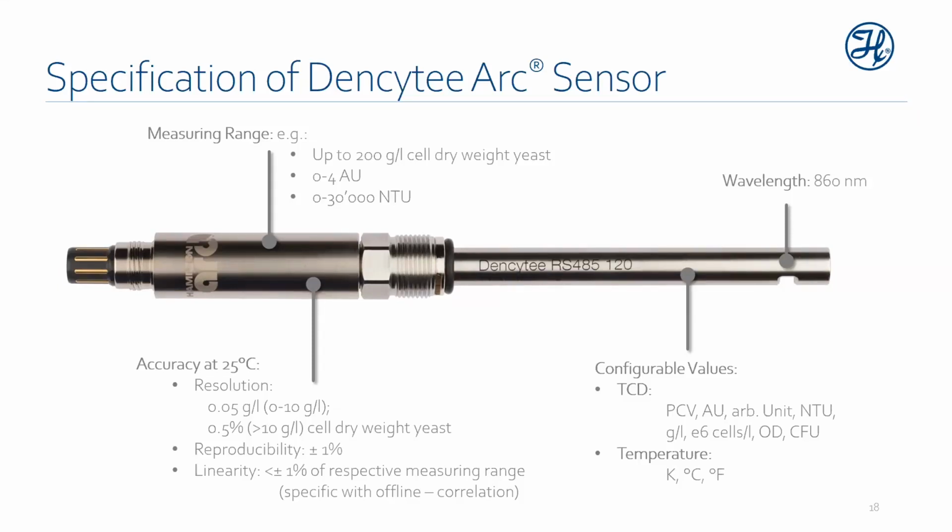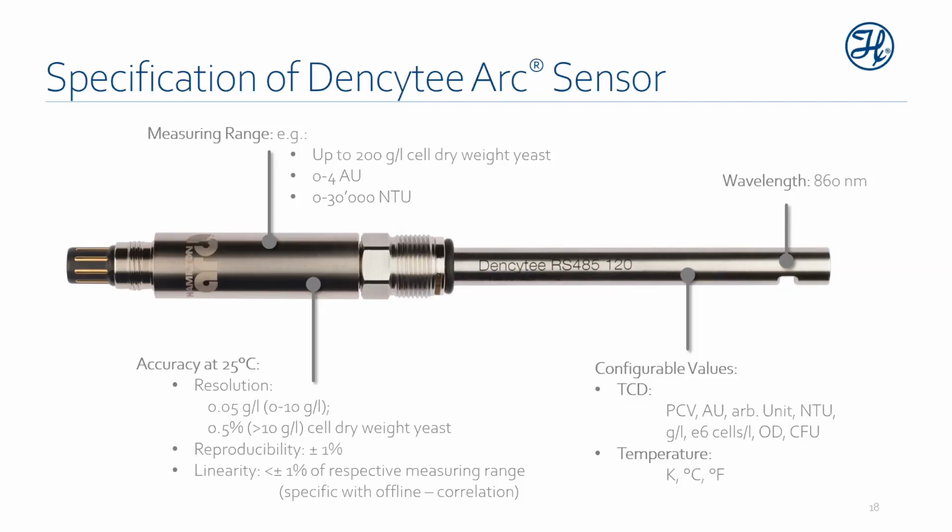In terms of resolution and accuracy, we specify a resolution of 0.05 grams per liter for the low end of the cell density range. We'll say 0 to 10 grams per liter dry cell weight. And then beyond that 10 grams per liter dry cell weight, we look at the resolution as a percent of the total signal. And so we'll say 0.5% for everything above 10 grams per liter. We specify a reproducibility of 1% sensor to sensor measurement. And you can test that for yourself with multiple sensors in line.